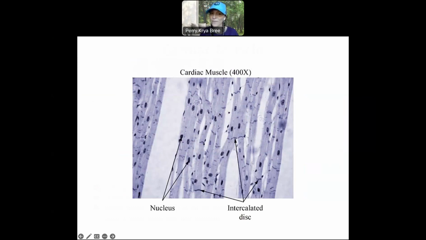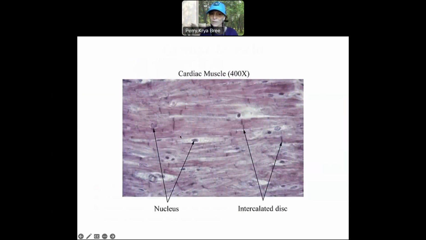Also, the cells are very branched. Look at these cells branching all over like tree branches. Again, cardiac muscle tissue. And then you can see the nuclei are, of course, stained dark there. Here's more cardiac muscle tissue.